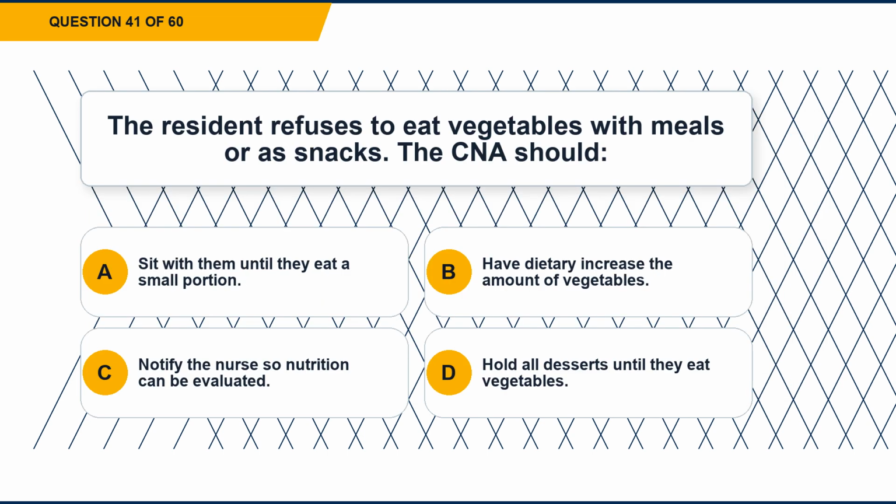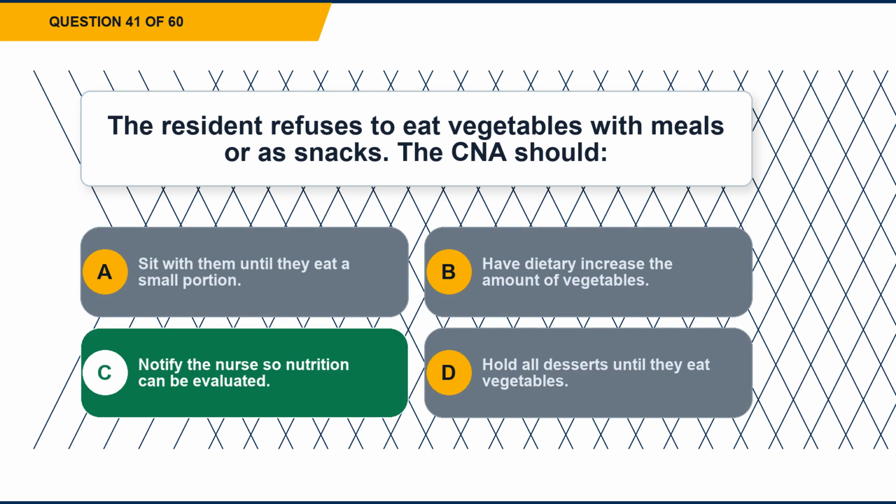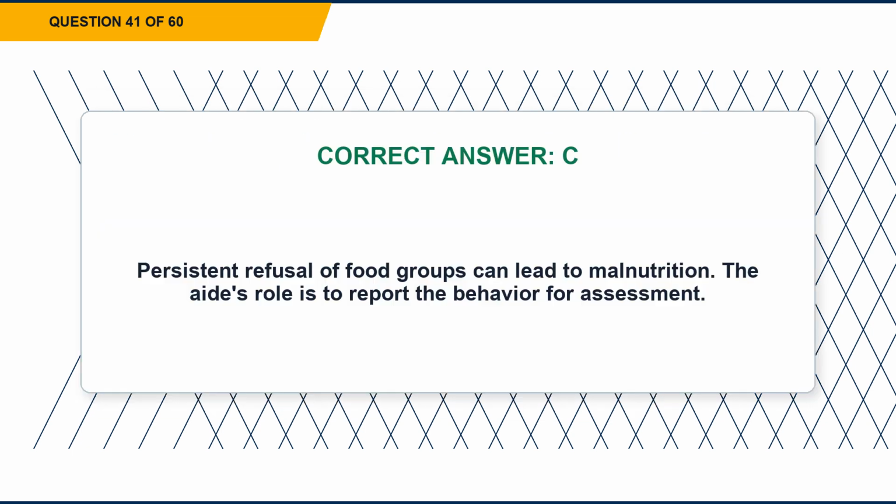Question 41. The resident refuses to eat vegetables with meals or as snacks. The CNA should: Option A. Sit with them until they eat a small portion. Option B. Have dietary increase the amount of vegetables. Option C. Notify the nurse so nutrition can be evaluated. Option D. Hold all desserts until they eat vegetables. The correct answer is option C. Notify the nurse so nutrition can be evaluated. Explanation. Persistent refusal of food groups can lead to malnutrition. The aide's role is to report the behavior for assessment.